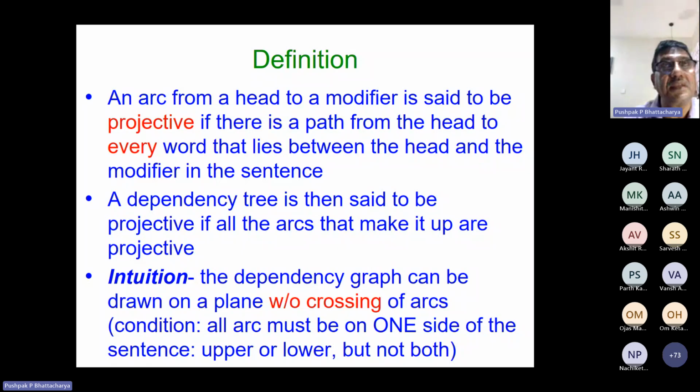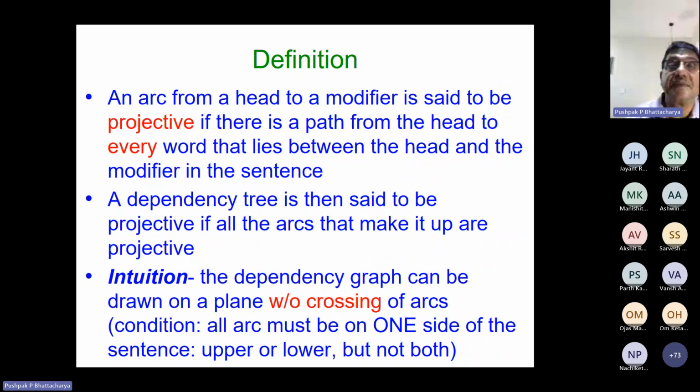It is not adjacency based. The head and the modifier can be separated from each other by other words in a sentence. Okay, we'll see several examples. A dependency tree is then said to be projective if all the arcs that make it up are projective. So first of all, what is projective? Projective is an arc, but then it is extended to say that a dependency tree is projective. And it appeals to the definition of a projective arc.